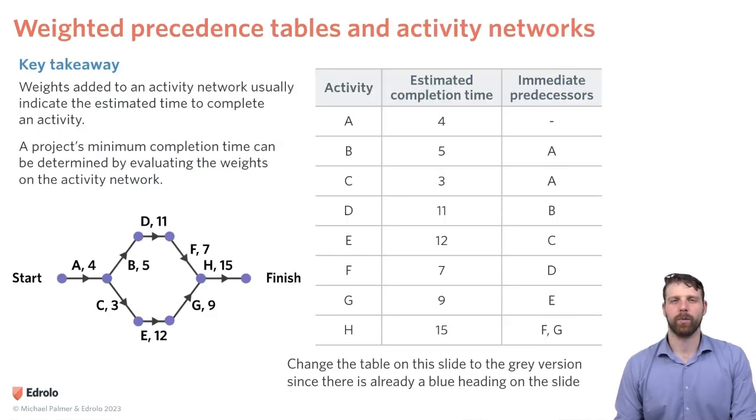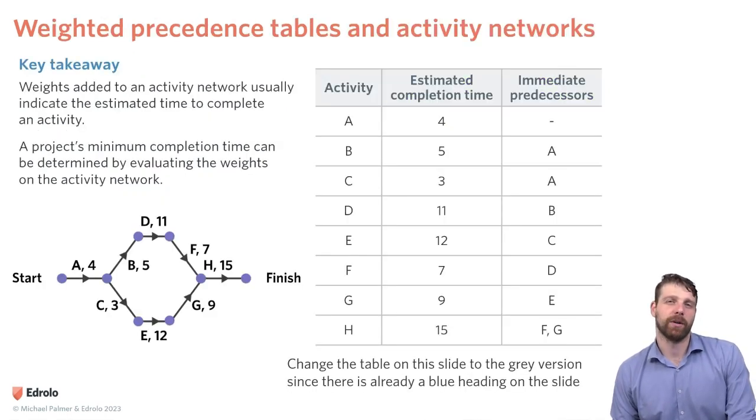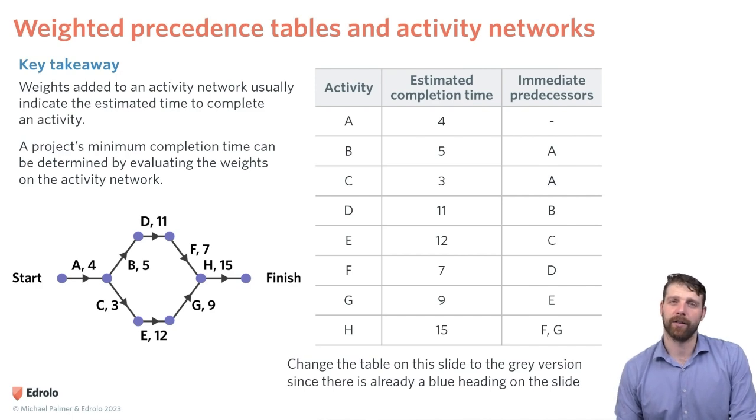In previous lessons, we looked at the precedence table and we looked at activity networks and how those 2 things are linked. We did this so that we can build up to learning how to find the critical path. So our key takeaway today is that weights added to an activity network usually indicate the estimated time to complete an activity. A project's minimum completion time can be determined by evaluating the weights on the activity network. So what does this mean?